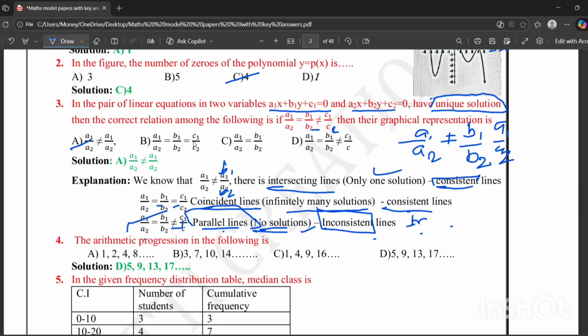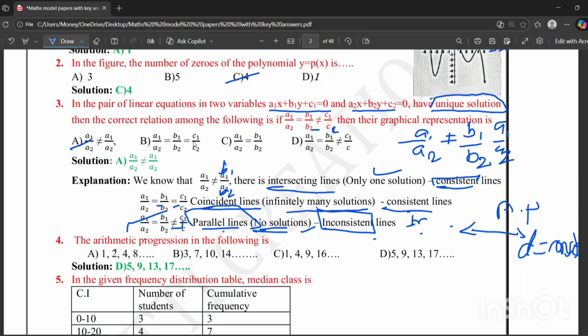So next, moving to the fourth question. The arithmetic progression in the following is. What do you mean by arithmetic progression? If we call a set of numbers or a sequence an AP, meaning arithmetic progression, the common difference d is what? Constant. d is constant.